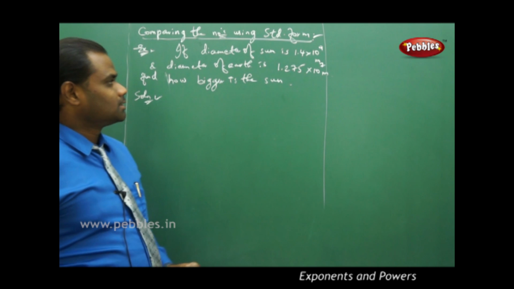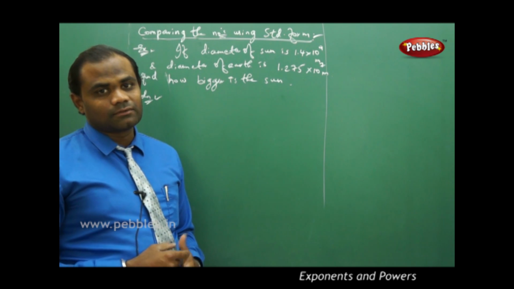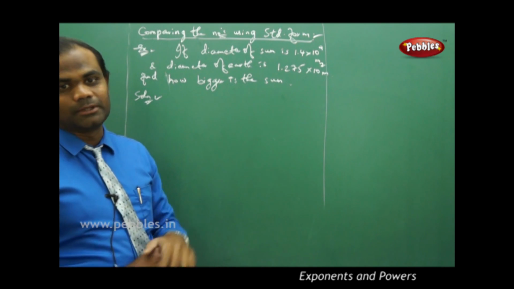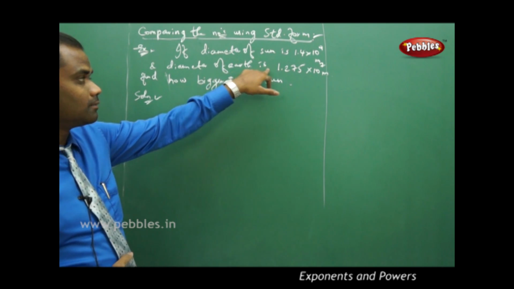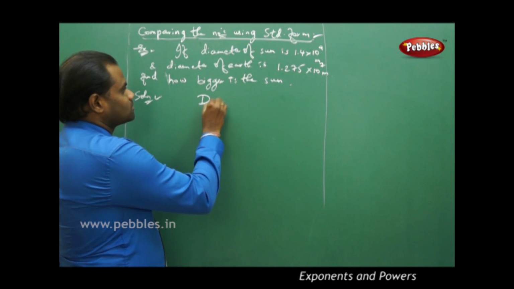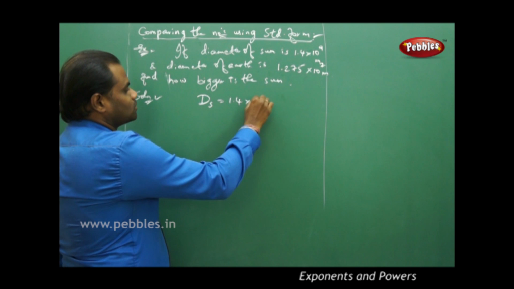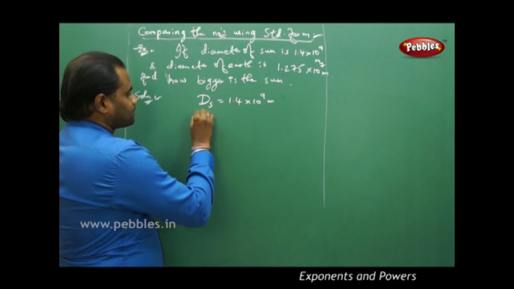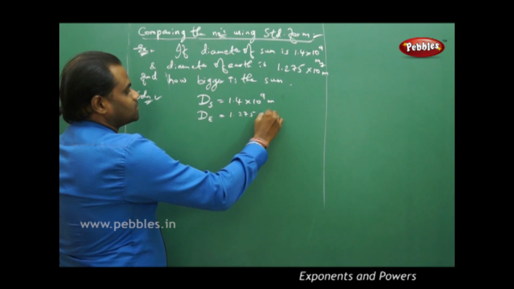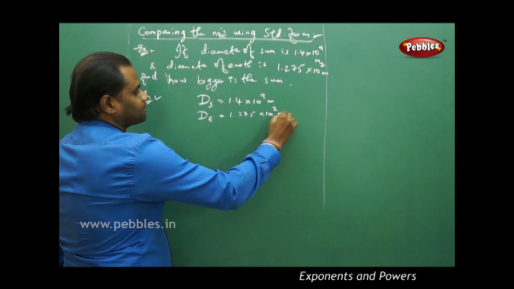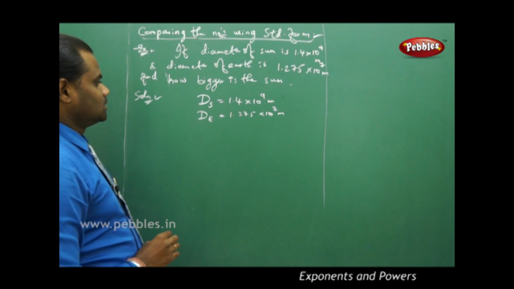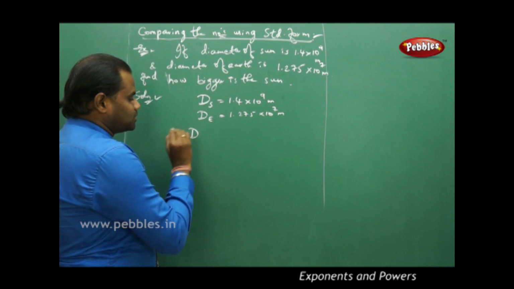Now in this case, I try to use the standard form to compare the two diameters: one is the diameter of the sun and the other is the diameter of the earth. So I have the diameter of the sun as 1.4 into 10 to the power of 9 meters and the diameter of the earth as 1.275 into 10 to the power of 7 meters. Now, what I do is I consider the ratio.